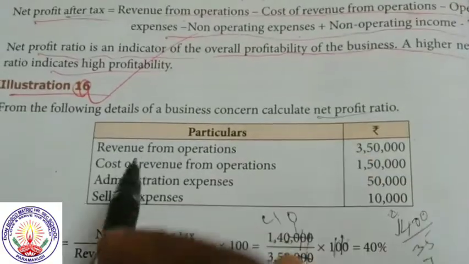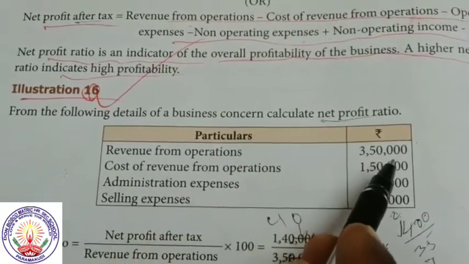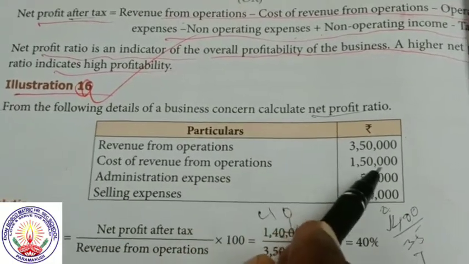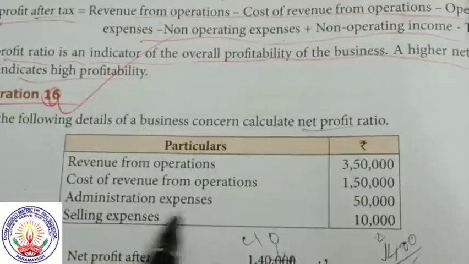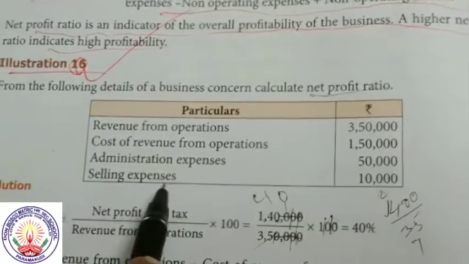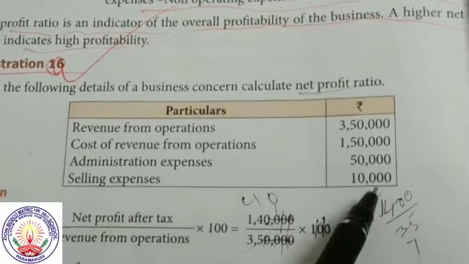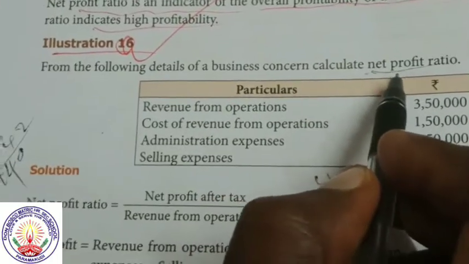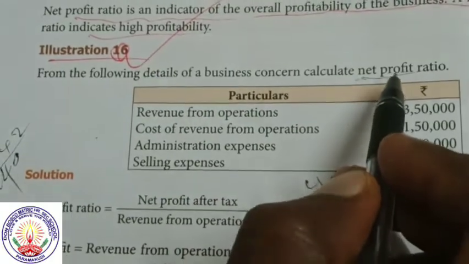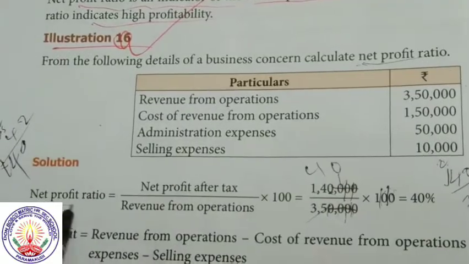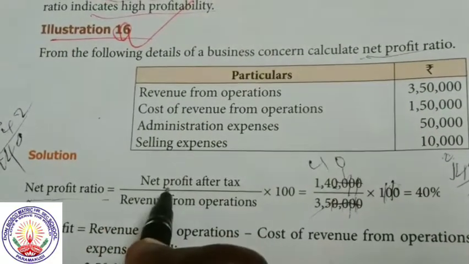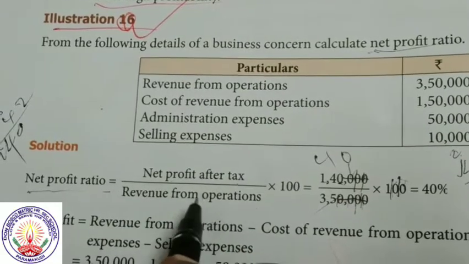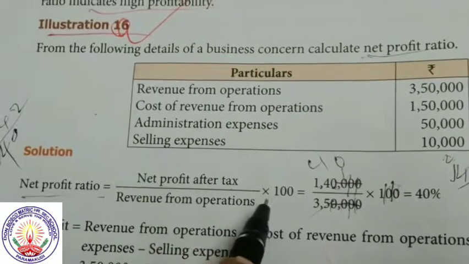Here is the question: revenue from operation 3,50,000, cost of revenue from operation 1,50,000, administrative expense 50,000, selling expense 10,000. Now, what is asked? Calculate the net profit ratio. First of all, write the formula for net profit ratio: net profit after tax divided by revenue from operation into 100.